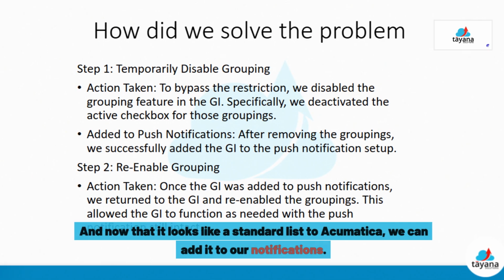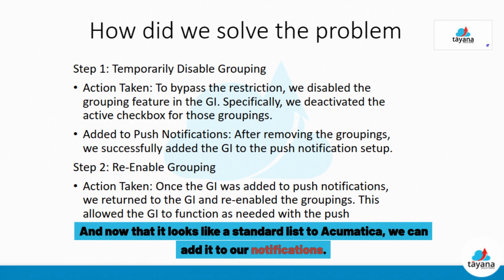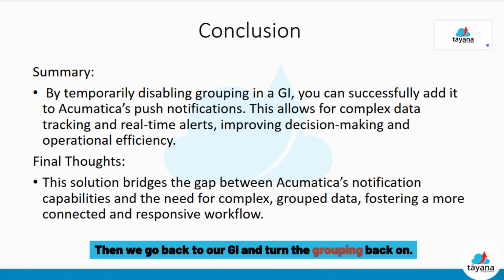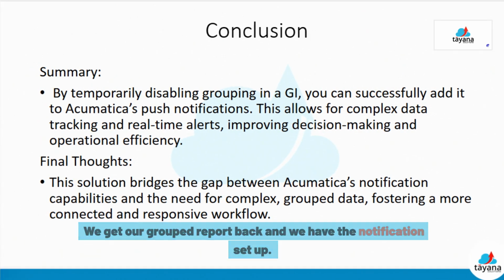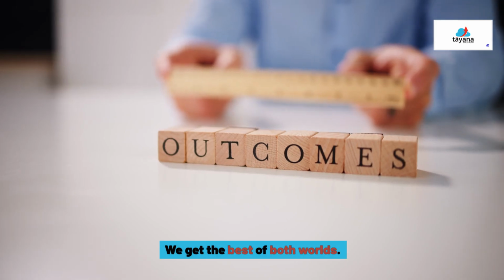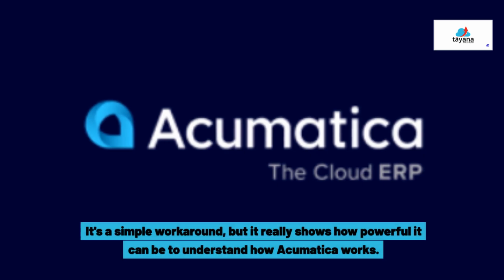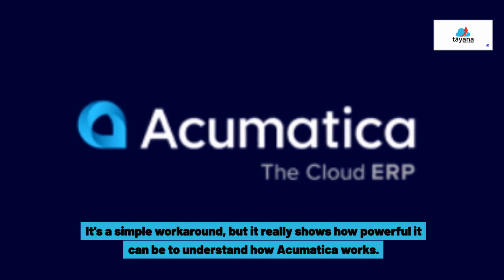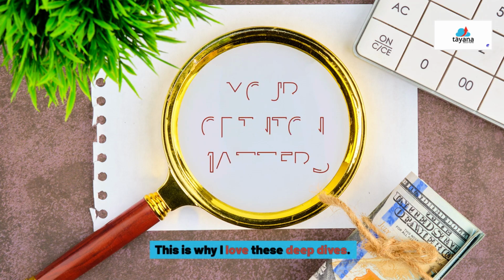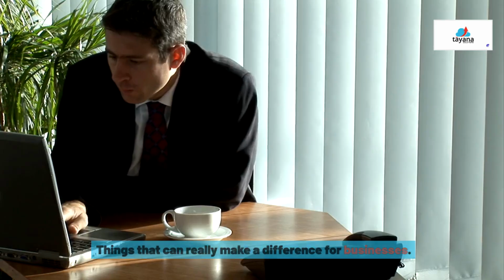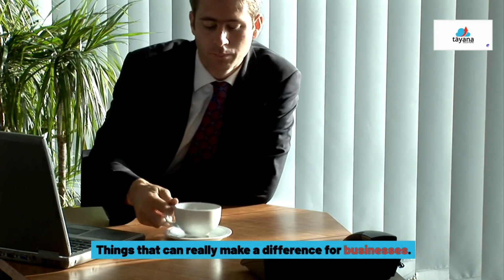Sneaky. And now that it looks like a standard list to Acumatica, we can add it to our notifications. Amen. Then we go back to our GI and turn the grouping back on. We get our grouped report back, and we have the notification set up. We get the best of both worlds. Exactly. It's a simple workaround, but it really shows how powerful it can be to understand how Acumatica works. This is why I love these deep dives. We always uncover these hidden gems. I know, right? Things that can really make a difference for businesses.